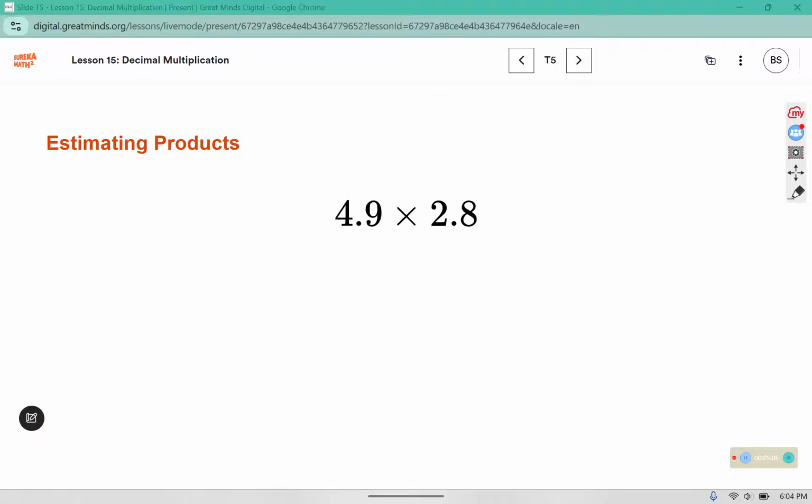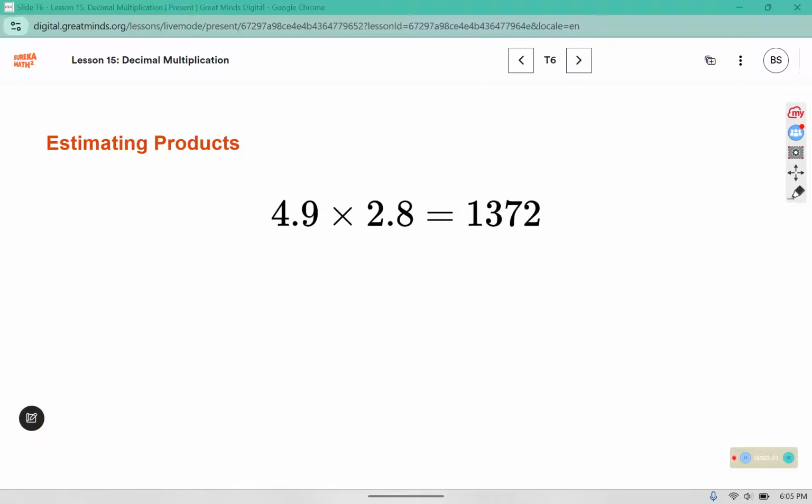We are going to practice estimating products. I have displayed this multiplication expression, and the product we need to estimate. So we're going to start by approximating, and then we're actually going to find the answer. So I have 4.9 is about 5, and 2.8 is around 3. So this is approximately 15.